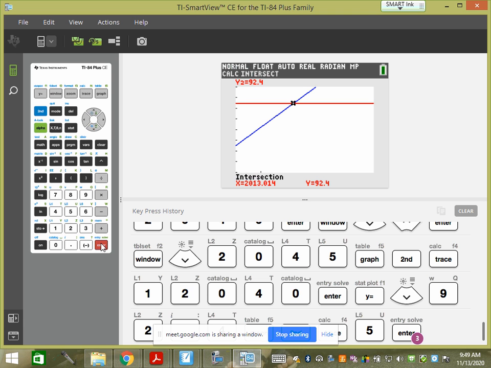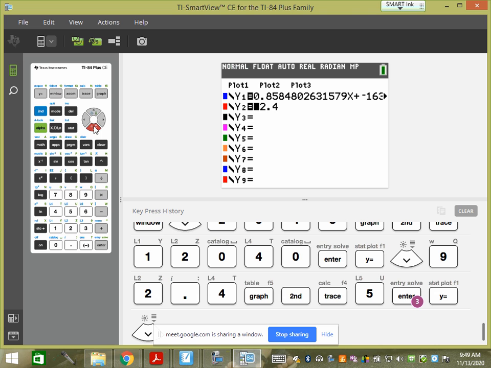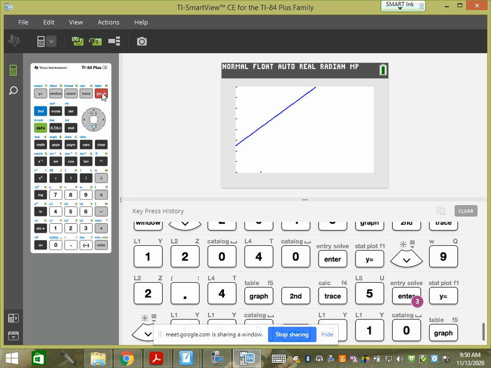Now, what if I give you, instead of 92.4, what if I give you 130? Instead of 130, let's do 110. So in my Y2, I'm going to put in 110. I'm going to clear it out, put 110, and press graph. And then I'm going to freak out because there's absolutely nothing there. What's my problem? My window. So whenever you have issues, it's your window.